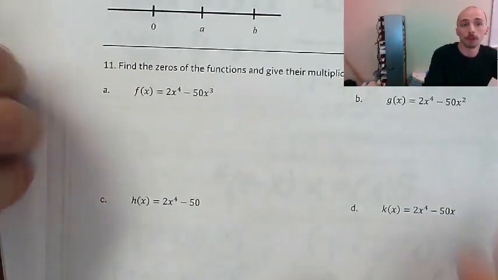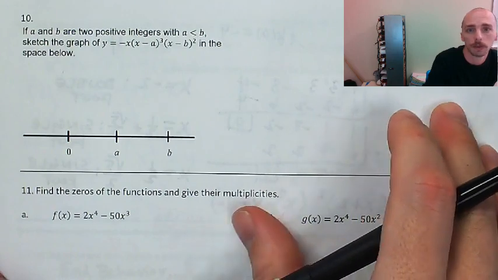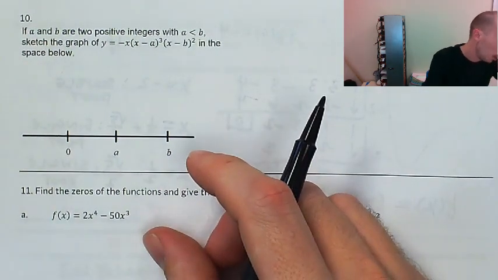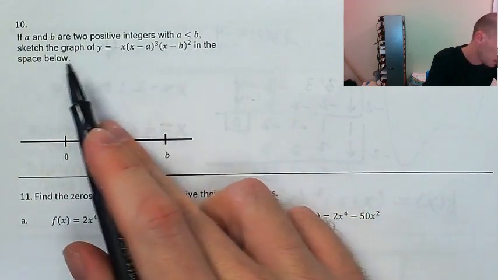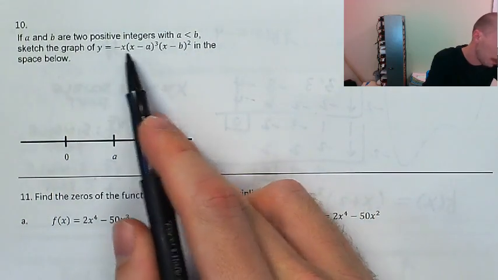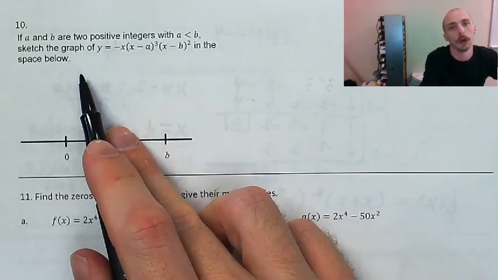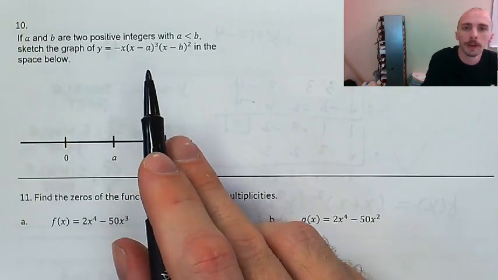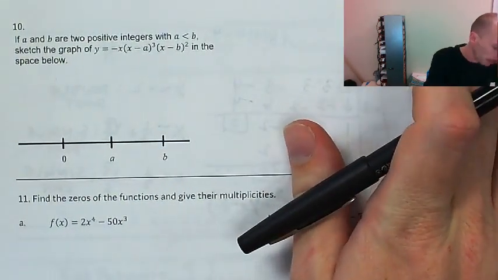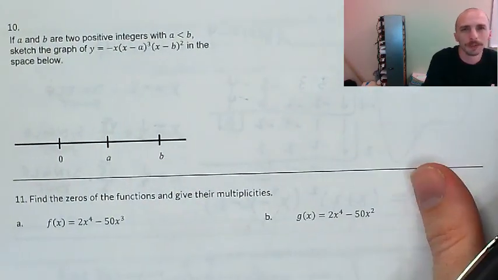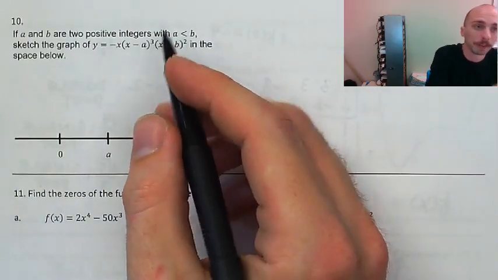And I needed you to be reminded of the cubic, quartic language. That's important. Okay, so a and b are two positive integers with a being the lesser of the two. Sketch the graph of y equals negative x times (x minus a) cubed times (x minus b) squared in the space below. Okay, now this is a little beyond what I would probably ask you on a test because of the degree. The problem is when you have a triple root, it just really pushes the degree up really high. But that's a different discussion.